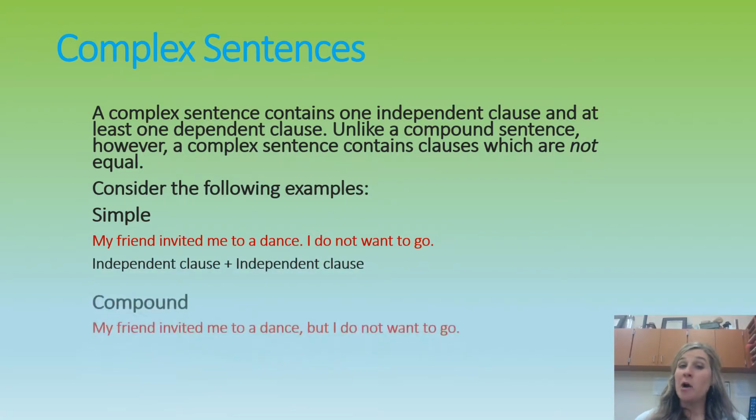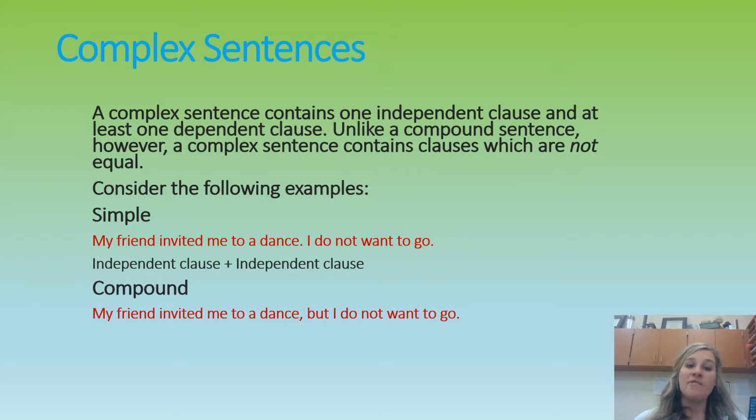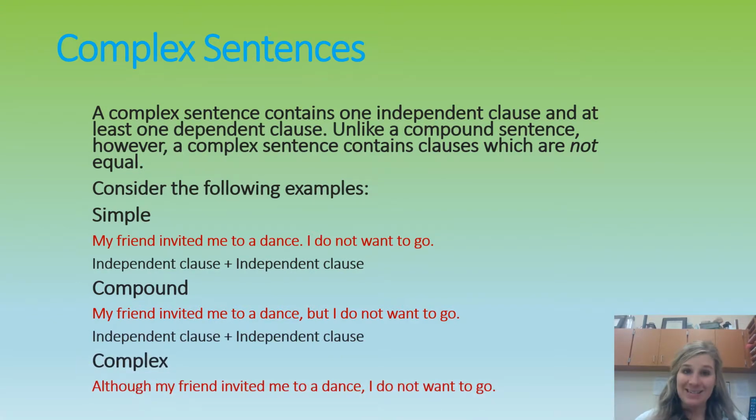We've also talked about compound sentences. My friend invited me to a dance, comma, but I do not want to go. We still have two independent clauses there. We just used a comma and a FANBOY to combine those sentences, making it compound. Now, a complex sentence, like I said earlier, is going to have that independent clause and a dependent clause, like this example. Although my friend invited me to a dance, I do not want to go.